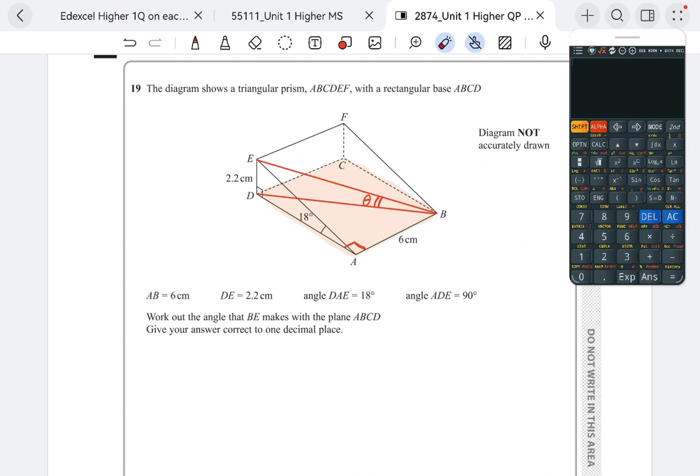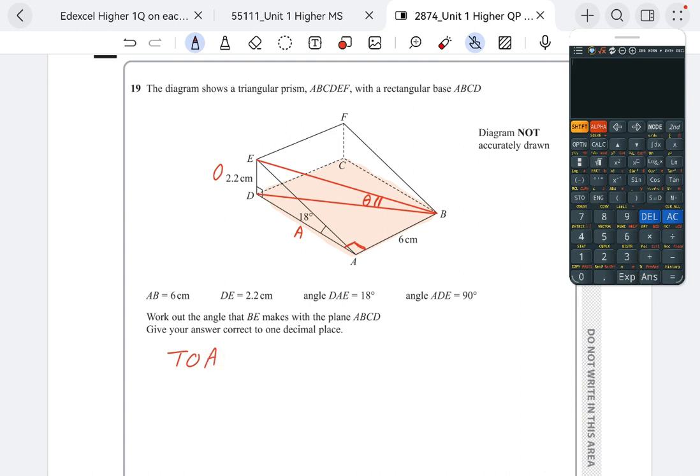To find this, let us first look at this triangle. It's a right angle triangle, so we can use SOH CAH TOA. You have this angle 18 and you have this side. This side is the opposite side to my angle, and AD is the adjacent. So O and A, where can we find them? In TOA.